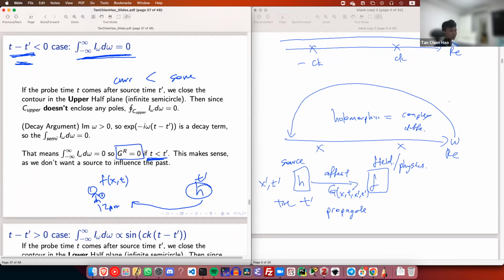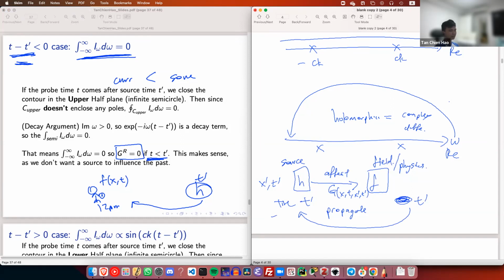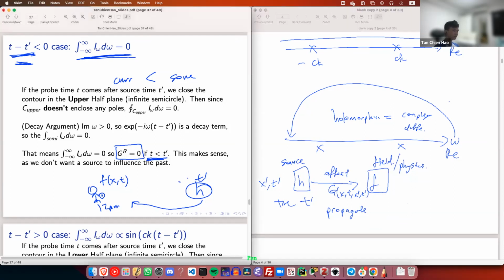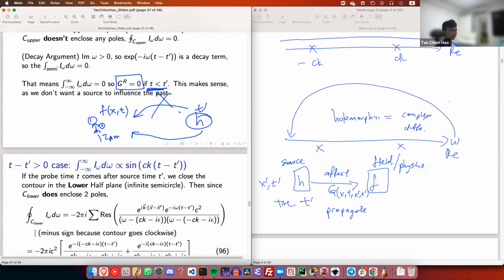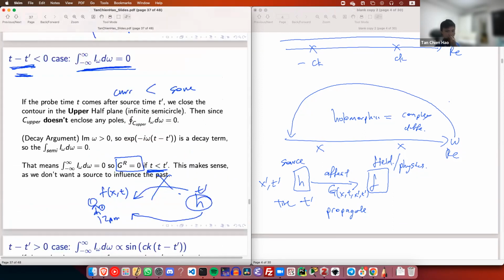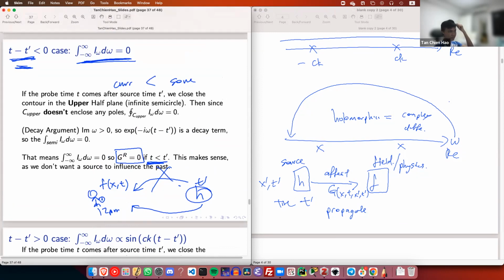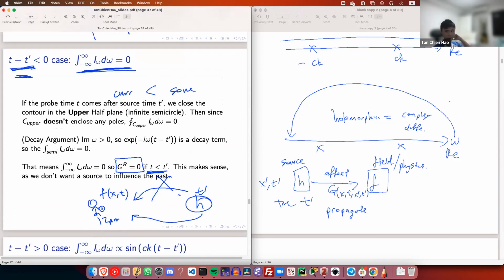Because the Green's function is 0, it tells me that the future t prime cannot affect the past. There's 0 weightage. It does not propagate. Sources do not propagate information back in time. Okay, is that good? Any questions so far? I hope that I haven't lost any of you.